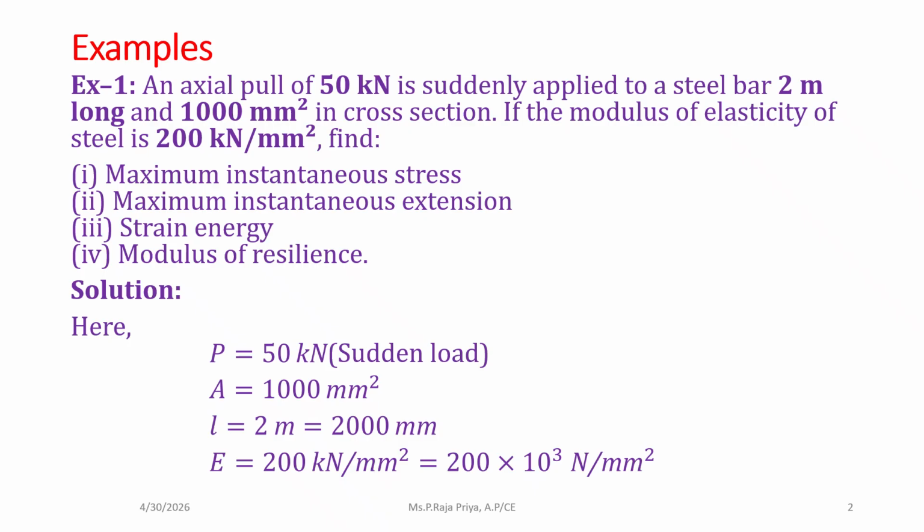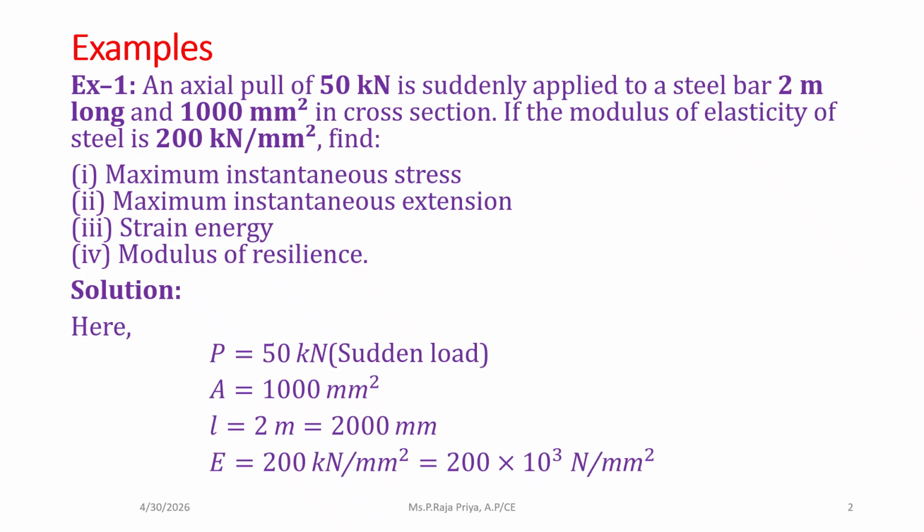Let us look into problem 1. An axial pull of 50 kN is suddenly applied to a steel bar 2 meter long and 1000 mm square in cross section. If the modulus of elasticity of the steel is 200 kN per mm square, find the maximum instantaneous stress, maximum instantaneous extension, strain energy and modulus of resilience.